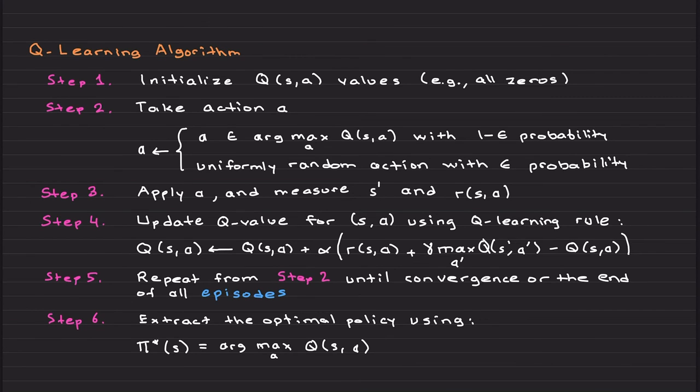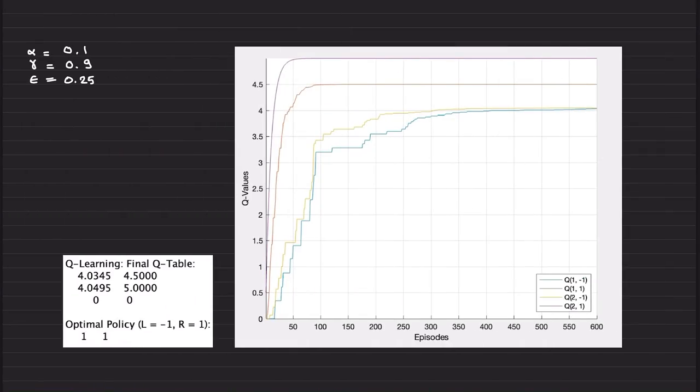So yeah, gamma is a discount factor. So let me go back to our little example, and our exploration is 0.25, so 25% of the time we explore. If we do it like this, values converge around 550. You can say 400 episodes.